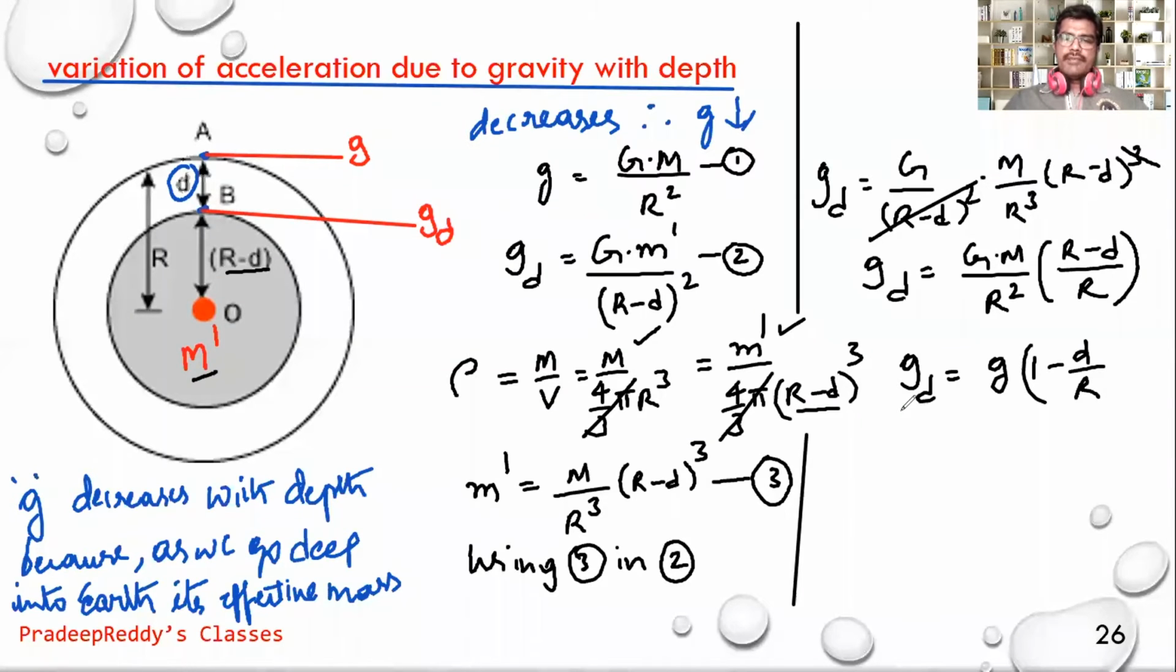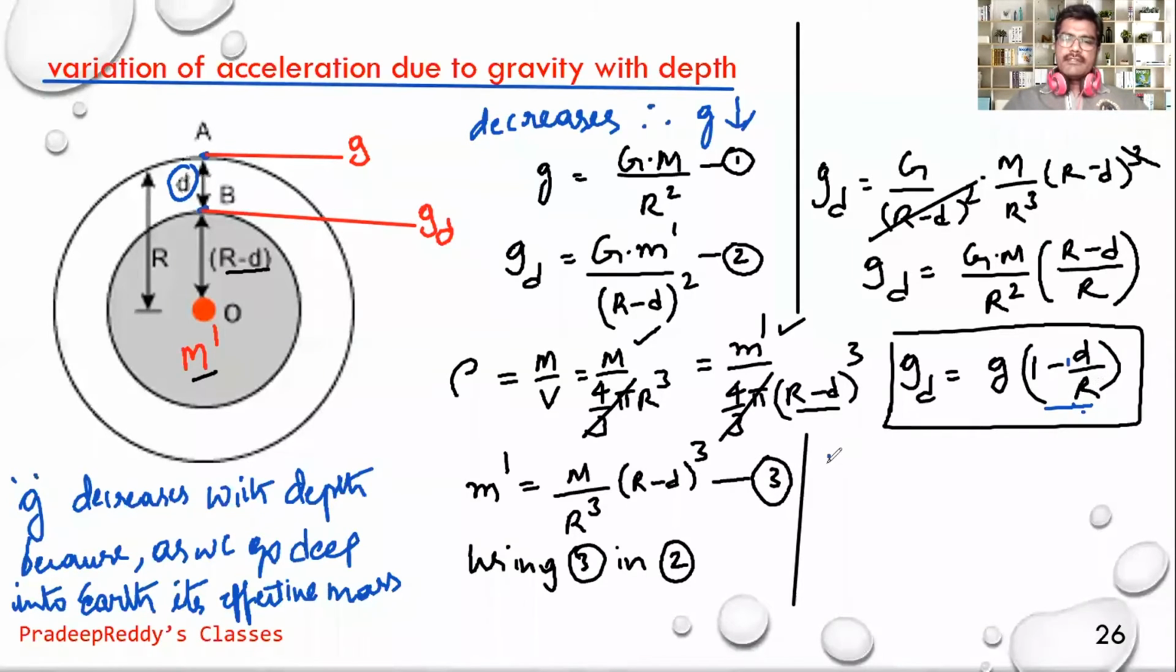Clearly you can understand from this equation, as depth increases, the second term increases. As depth d value is increasing, this term increases, and 1 minus that will be a lesser value. So therefore acceleration due to gravity decreases with depth.